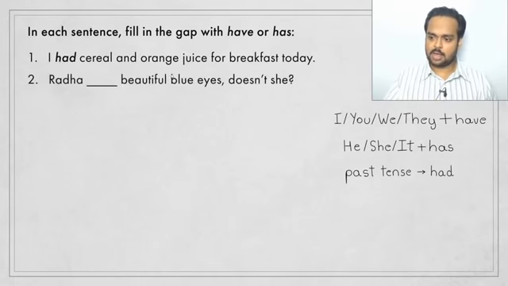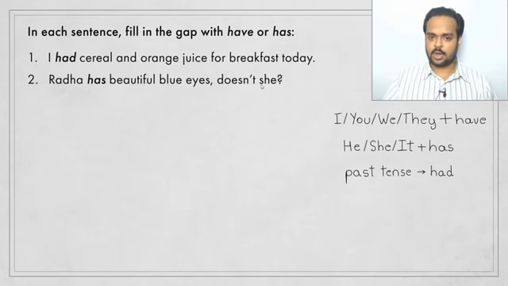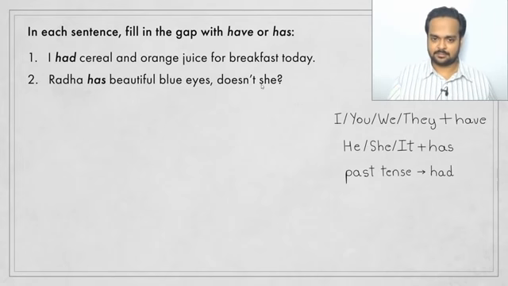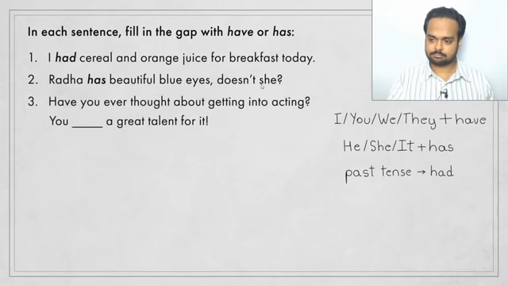Number 2, Radha, beautiful eyes, doesn't she? What would you put here? Have, has, or had? Well, the question tag here says, doesn't she? So we are talking about the present. So Radha has beautiful blue eyes. Again, if you think about it, we don't normally say Radha had beautiful blue eyes in the past and now she doesn't have them anymore. That doesn't make sense. So has is correct.